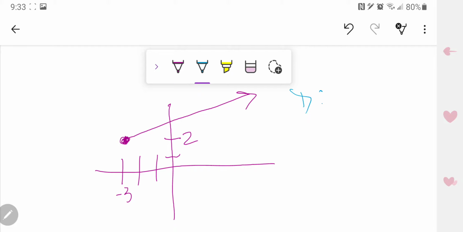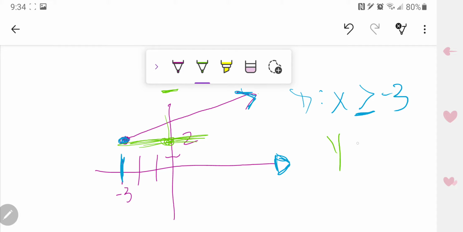So your domain, your smallest x value is -3. Your largest x value, well, there's an arrow, so it keeps going. So it goes to infinity. So you would say x is everything bigger than -3. So x is greater than -3. Now, since it's a closed dot, it is or equal to. For your range, your smallest y value is 2. And your biggest y value, well, there's an arrow, so it's infinity. So you want to say that your y values are everything bigger than 2. So y is greater than 2. And again, it's a closed dot, so it gets an equal sign.